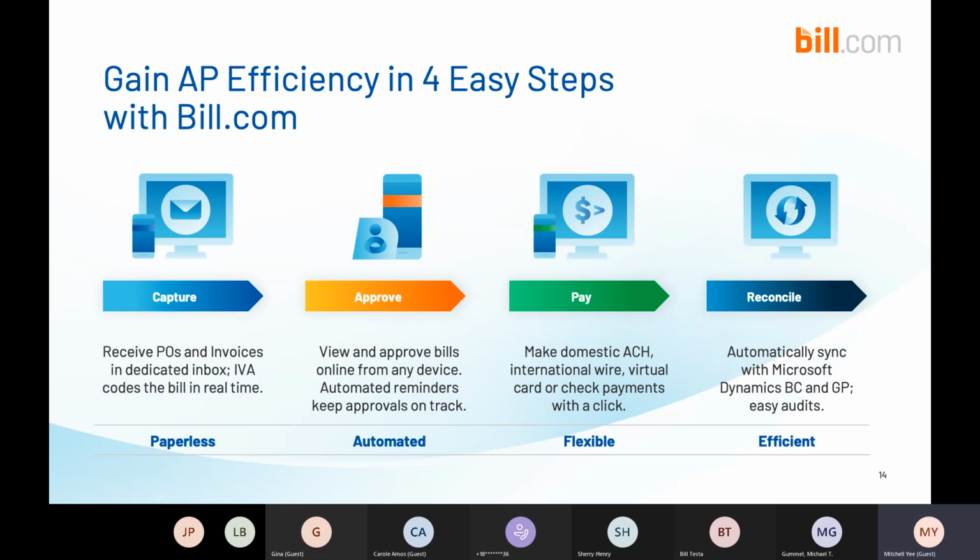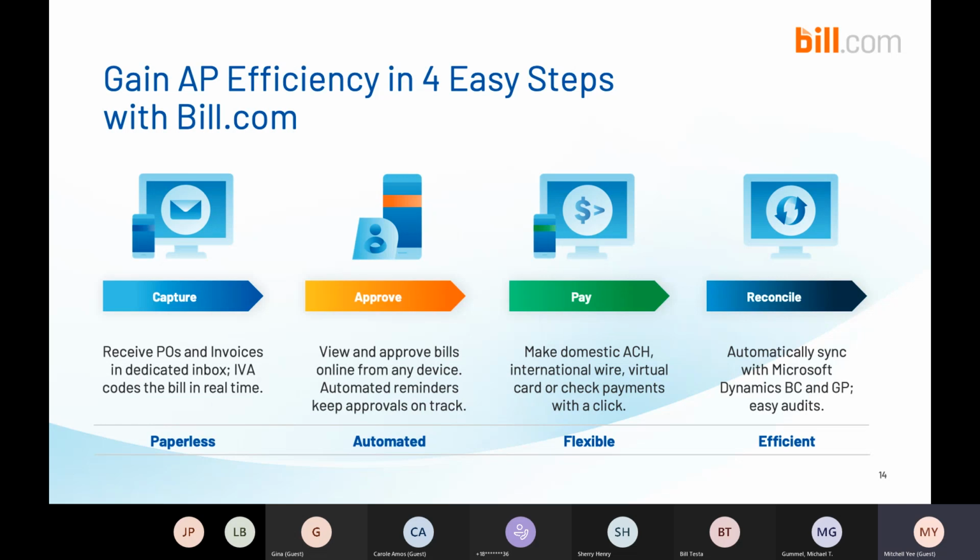You don't have to log into a bank to make ACH or wire transfers. You don't have to log into a vendor portal online to make a credit card payment. And you don't have to print out and manually sign checks anymore. All of it can be done through Bill.com, and we'll process all those payments for you.